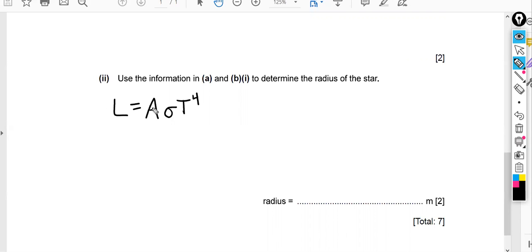This is the area of the star, the entire surface area. And just like we saw earlier, the surface area of a sphere is 4 pi d squared. And so here it's 4 pi r squared. And that's how we'll get to the radius.